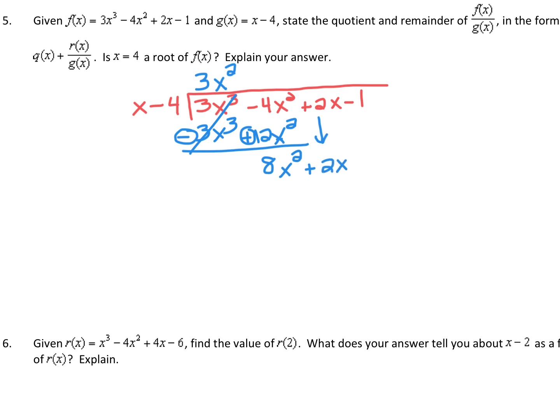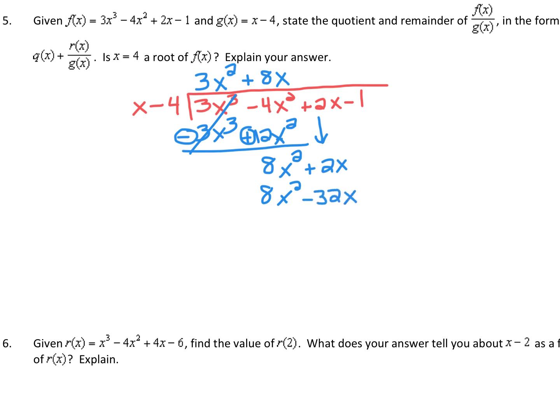Okay, let's start the process again. So what do we multiply x by to give us 8x squared? 8x. So on top, we're going to put plus 8x. If you're multiplying by positive, right, we put a plus sign there. Okay, so let's distribute. 8x times x is 8x squared. And 8x times negative 4 would be negative 32x.